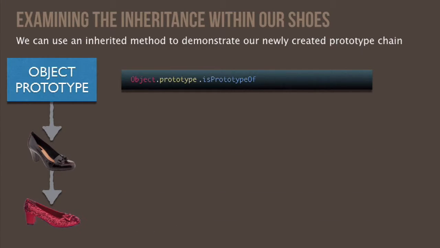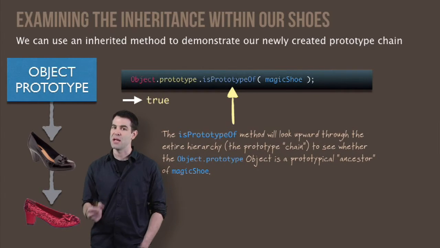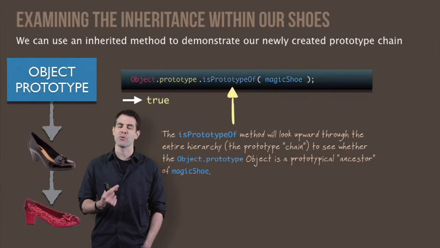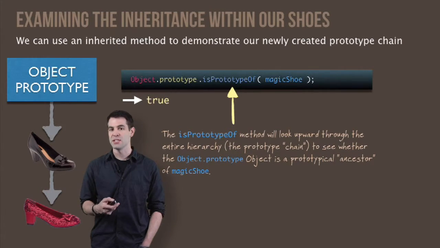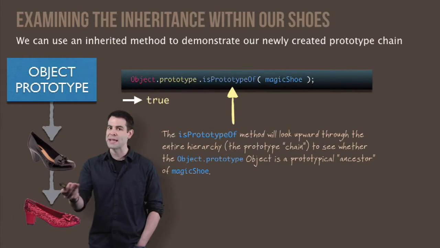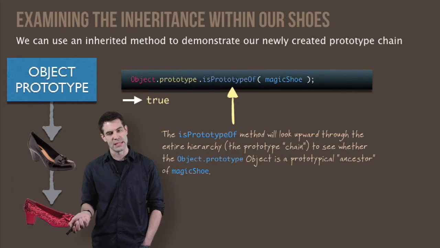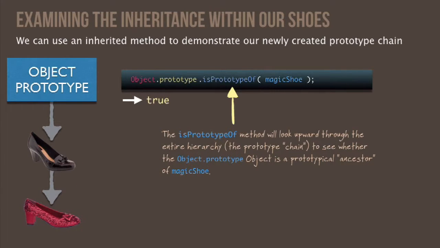Now, what happens if we call Object.prototype.isPrototypeOf(magicShoe)? Well, you might think false because Object.prototype is way up there and magicShoe is way down there. But actually this returns true, and that's because isPrototypeOf looks all the way upward through the entire prototype chain to see if the object that's on the left-hand side is ever a direct ancestor of the object that's passed in as a parameter. In this case, it only has to go 2 steps up to find the object prototype, and so we get a true value returned.